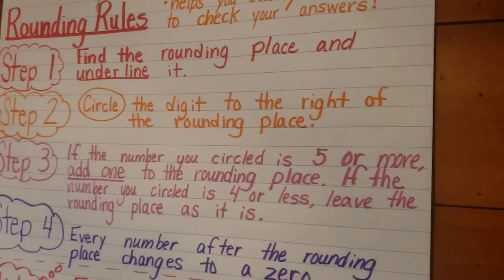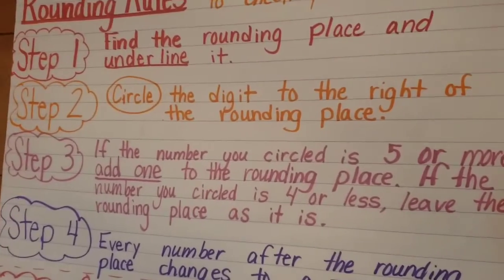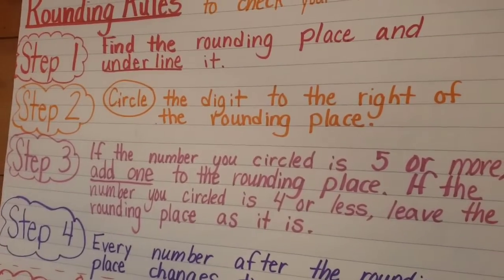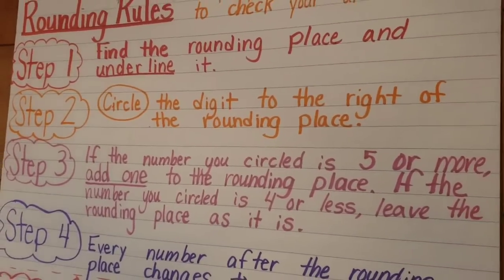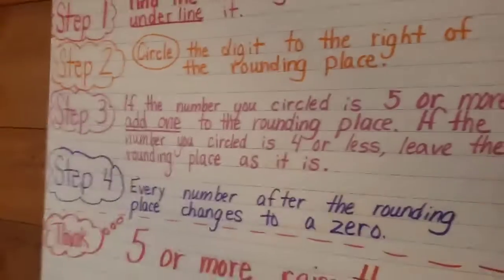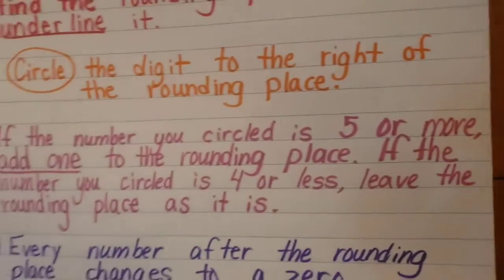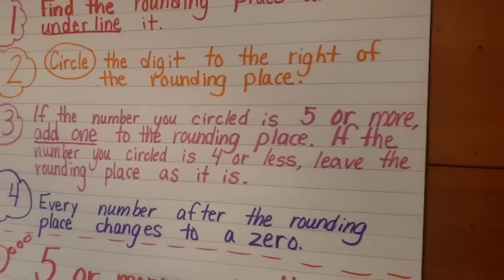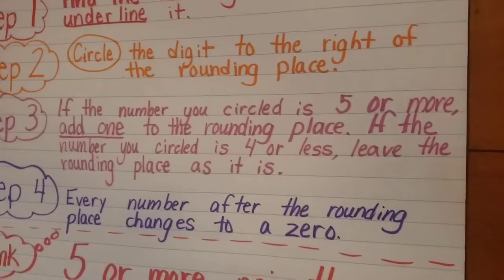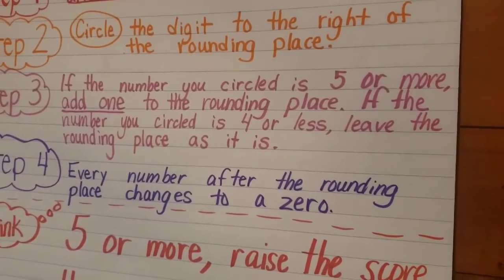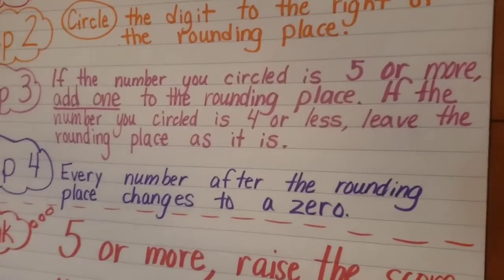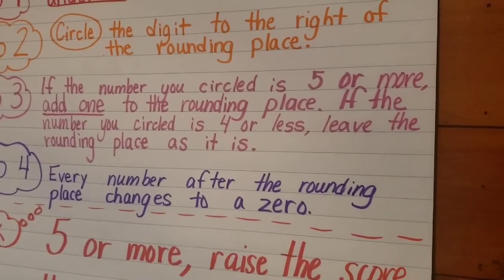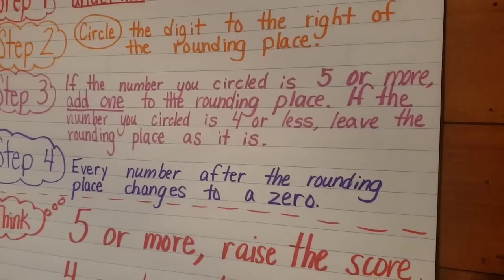So the steps for rounding are as follows. Step 1, find the place that you're rounding to and underline it. Step 2 is to circle the digit to the right of the rounding place. Step 3, this is the tricky part. If the number you circled is 5 or more, you're going to add 1 to the rounding place that you underlined. If the number you circled is 4 or less, you're going to leave the rounding place as it is.